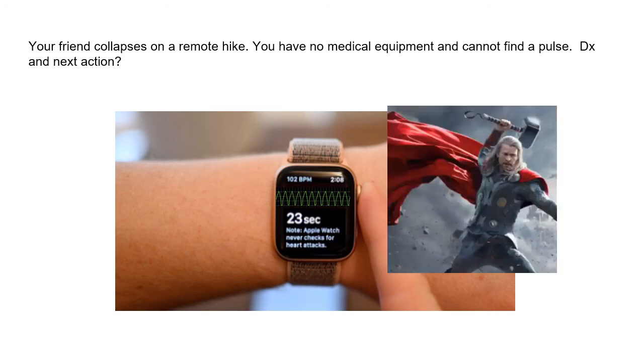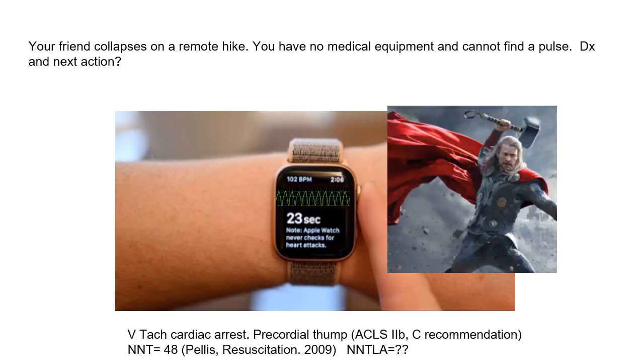So there's something that's called the thump, you guys have heard of it too? If someone collapses into ventricular tachycardia and you hit them very hard, very quickly and just at the very beginning, that thump can sometimes convert them. So that is a possibility to try, and then you're going to continue CPR. So the precordial thump can be successful. Number needed to treat is about 48 from this one article.